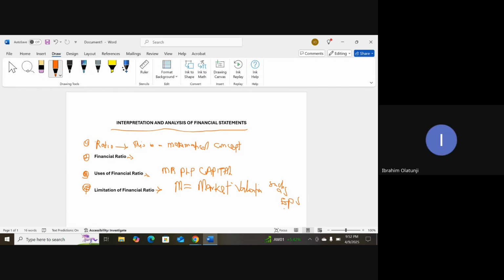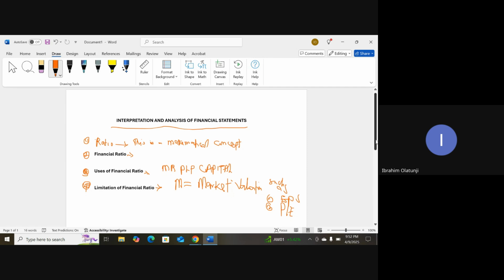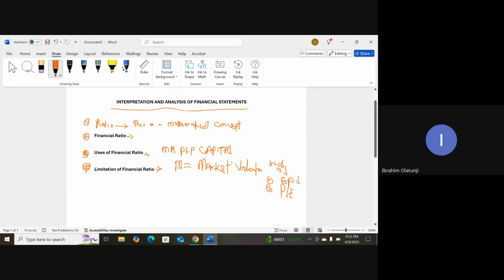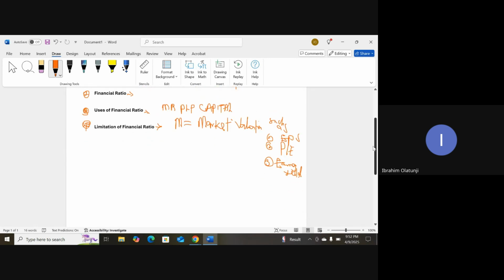Another example under market valuation is the P/E, which is the price earnings ratio. Another thing we can also see is earnings yield. Those are examples of market valuation. So that is for M, market valuation. One of the uses of ratio analysis is market valuation.